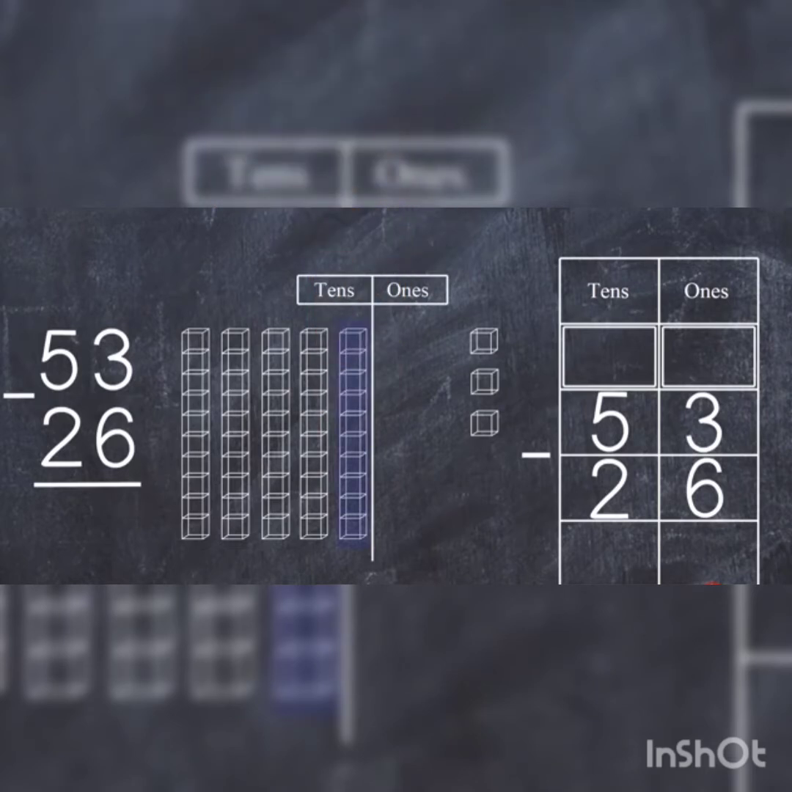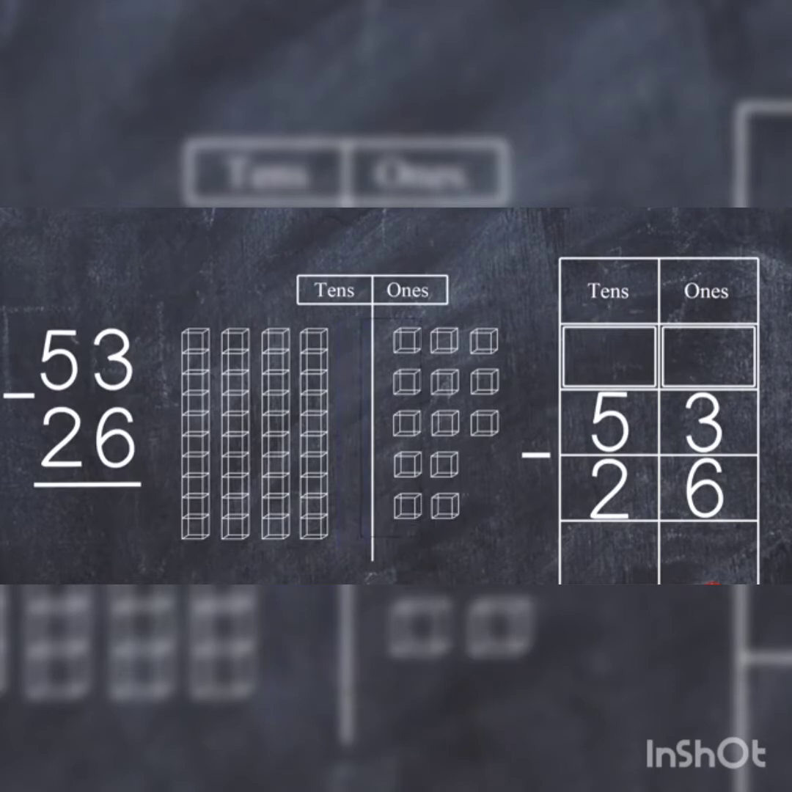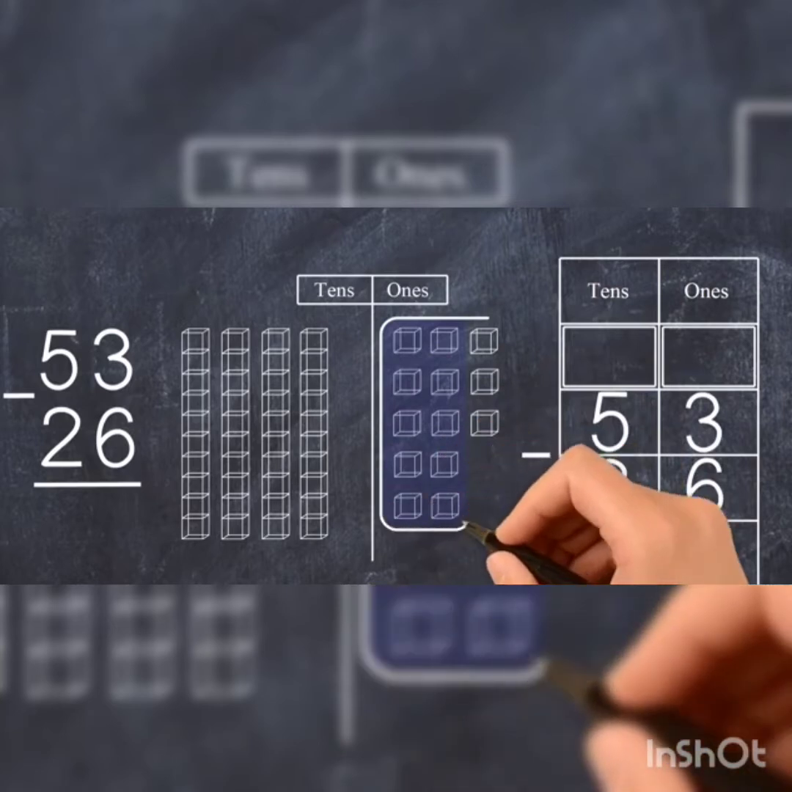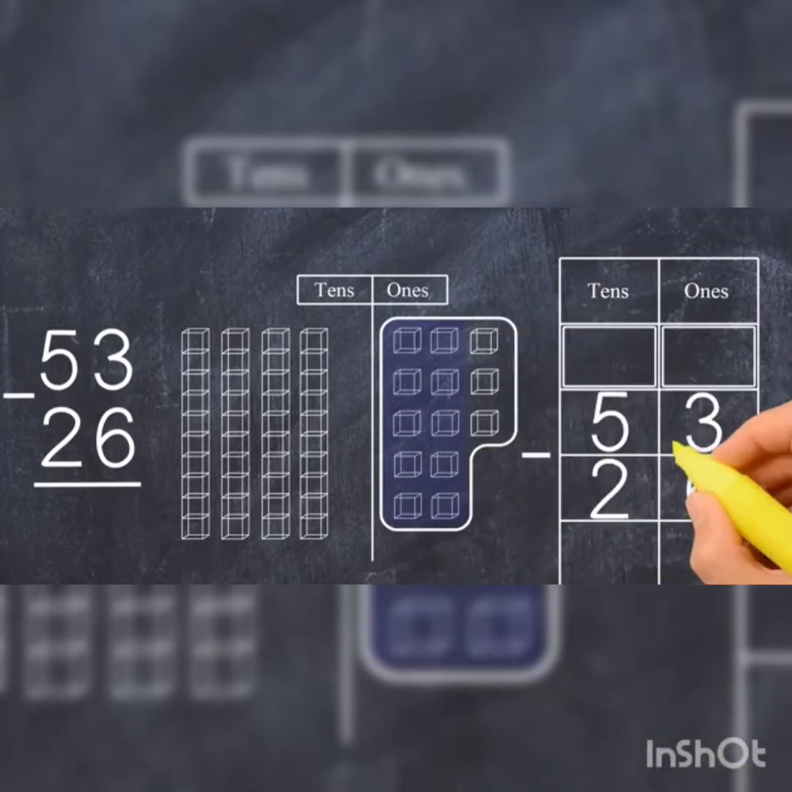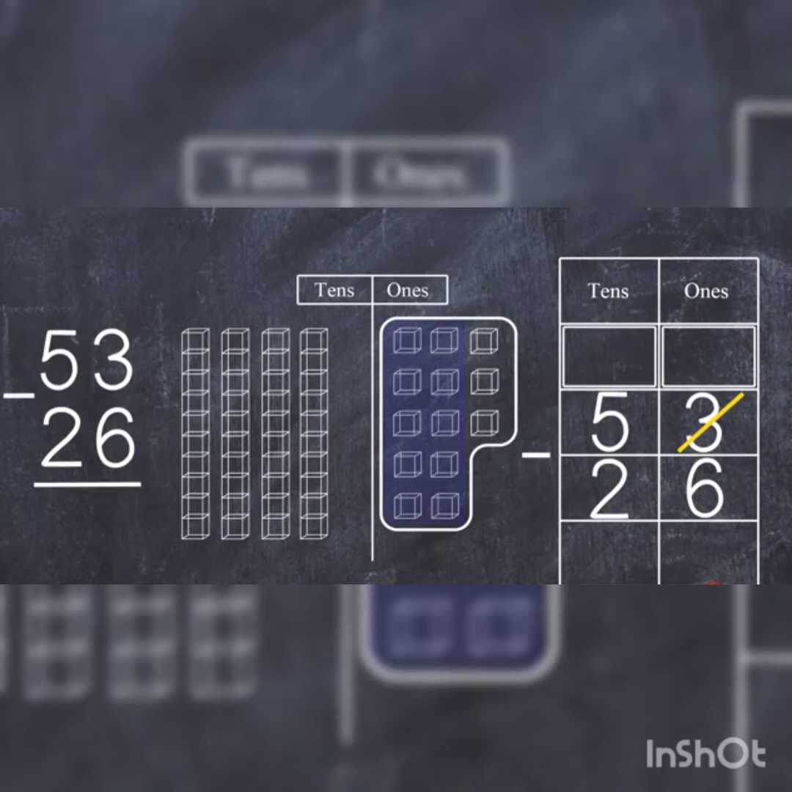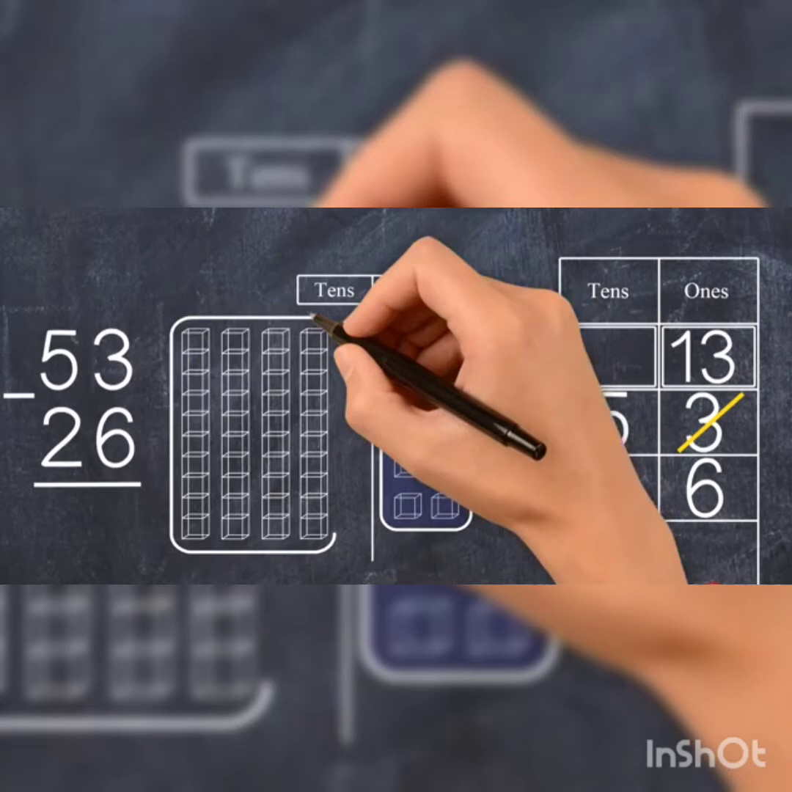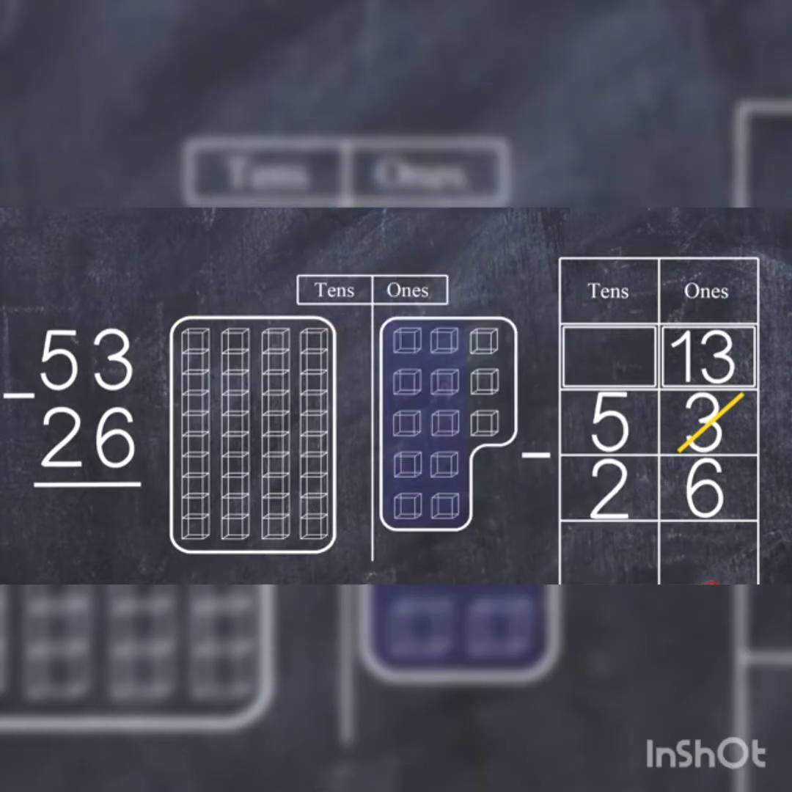So we need to borrow 1 ten into 10 ones. 1 ten is equal to 10 ones. Now we have 13 ones. We cross out the 3 and write 13 as a new ones.